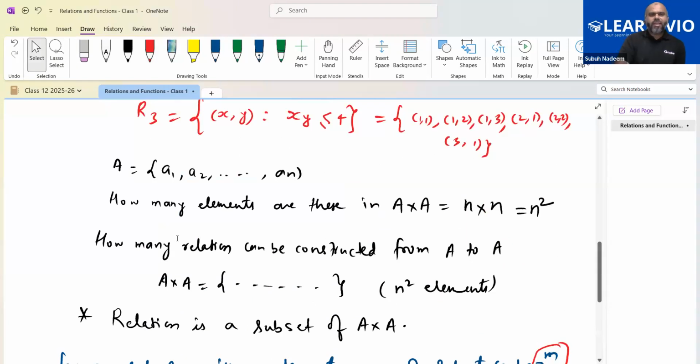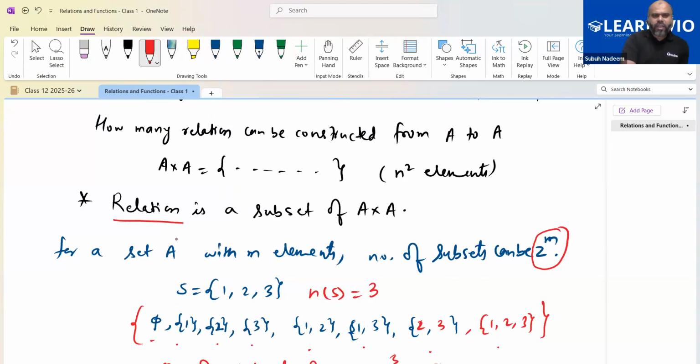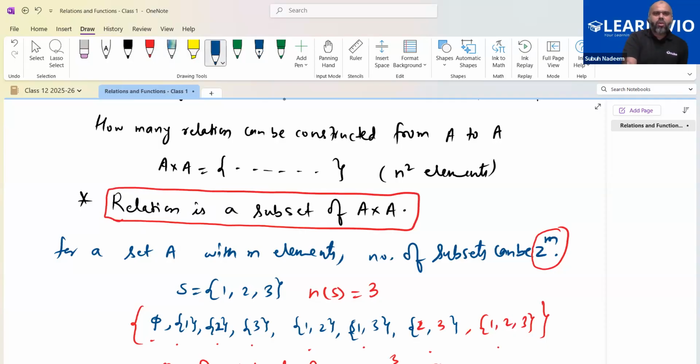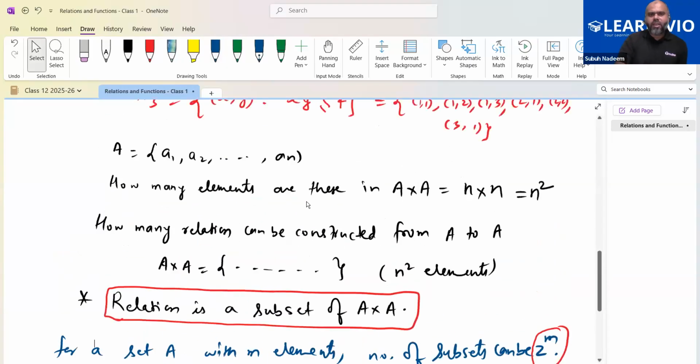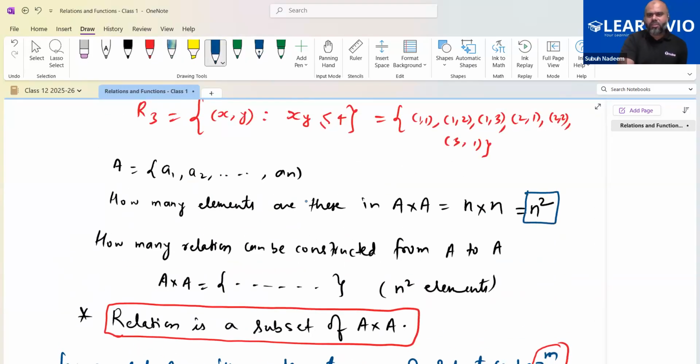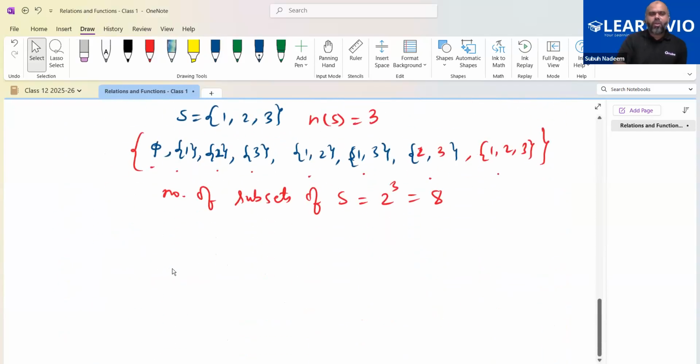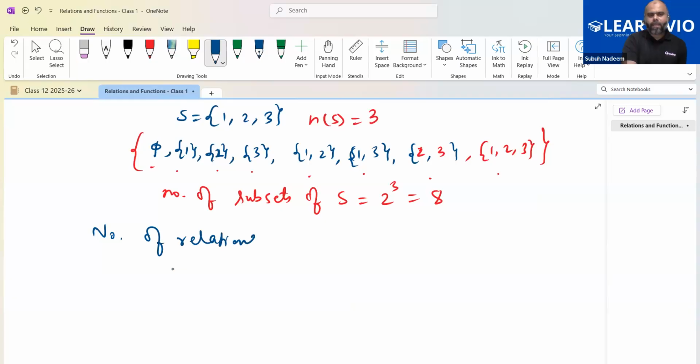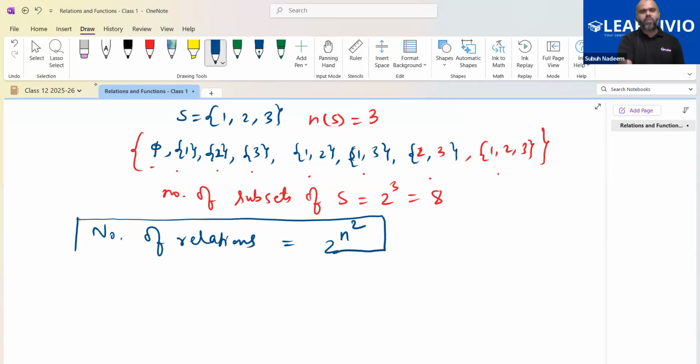Now, if we say that a relation is a subset of A cross A, and A cross A has n square elements, it means that the number of relations which are possible is equal to 2 to the power n square. This is a very important formula. Remember this formula, especially for competitive exams. It is very helpful.